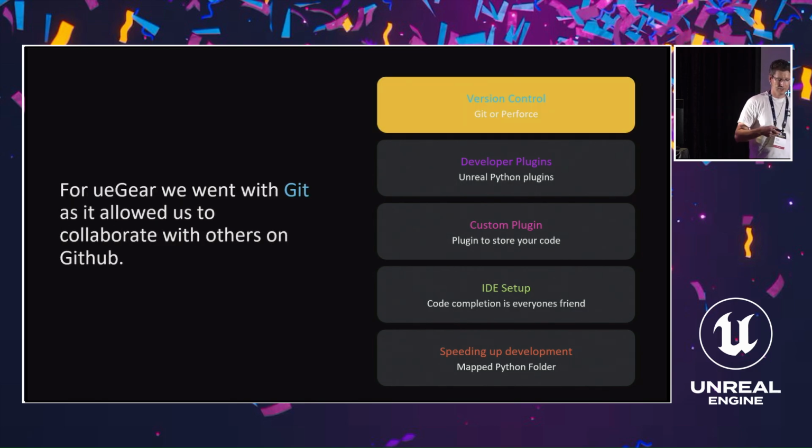So with mGear and ueGear, we're doing everything on GitHub. We chose Git because our plugin sits outside of Unreal. And we also want the GitHub community so people can interact with it.